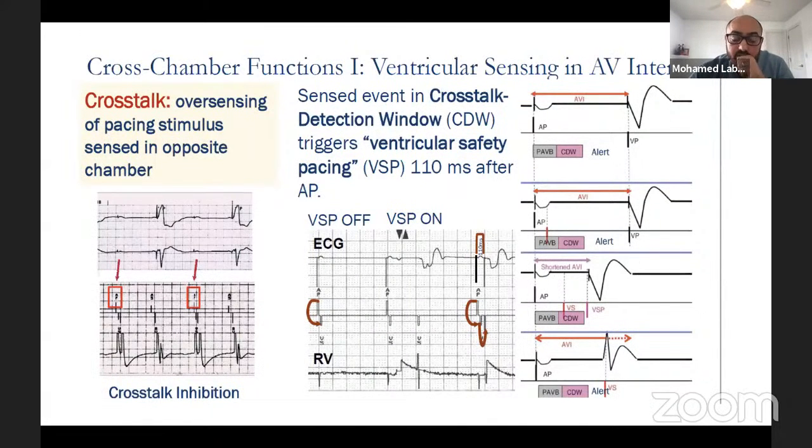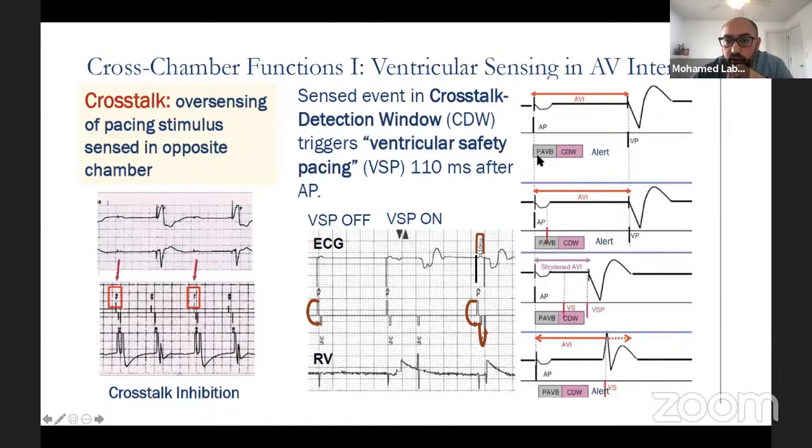Another important feature of pacemakers to avoid potential issues with pacing is ventricular safety pacing during the crosstalk window interval. So let's look at this here. So you have a dual chamber pacemaker. You're pacing in the A, you're pacing in the V, simple.